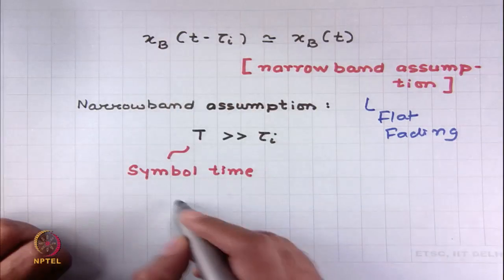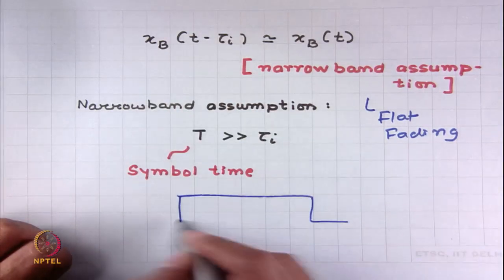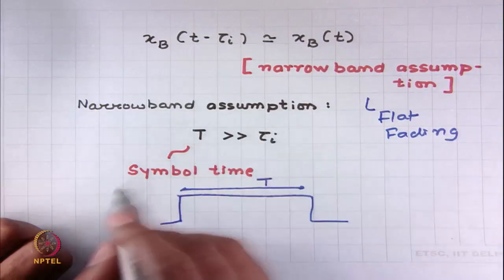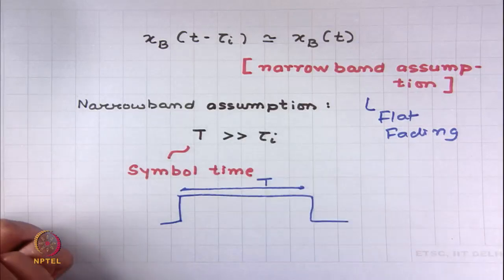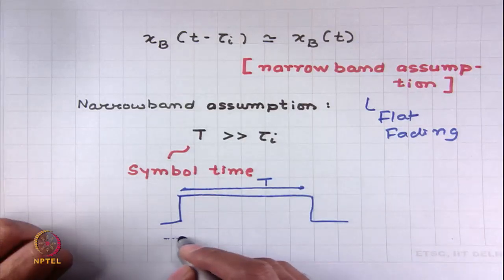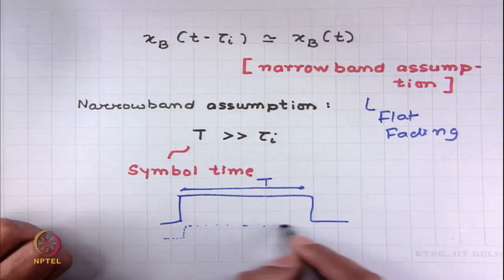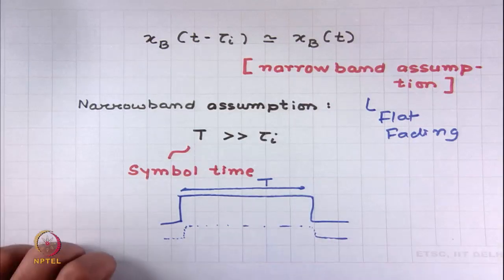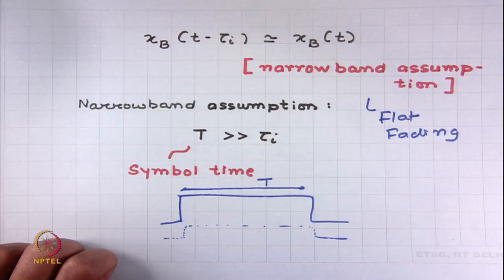For example, if I have a signal whose symbol time is pretty large, and if I shift this signal with a very small delay tau i, so this signal shifts like this, then actually you can treat this signal same as this signal. Okay. This is the idea behind the narrowband assumption. That means, if the data rate of the signal is pretty small, then this narrowband assumption holds. If the data rate of the signal increases, then this narrowband assumption might not be true.